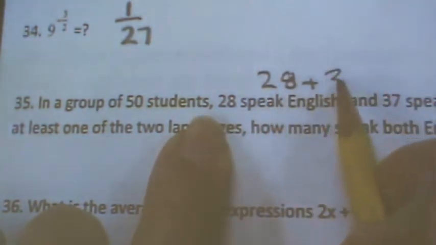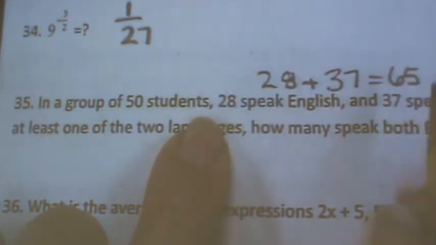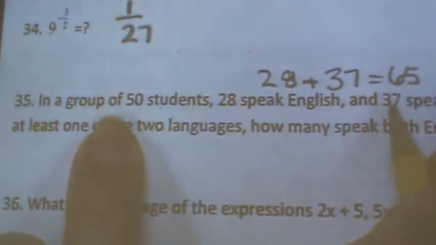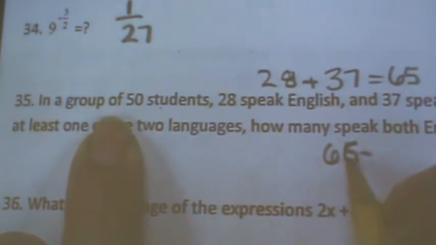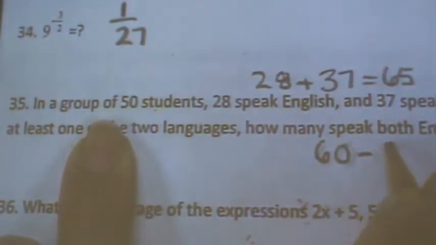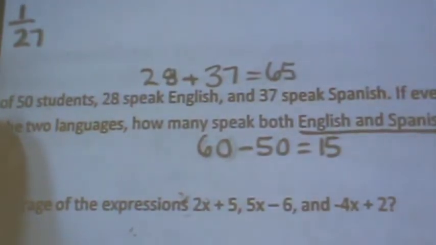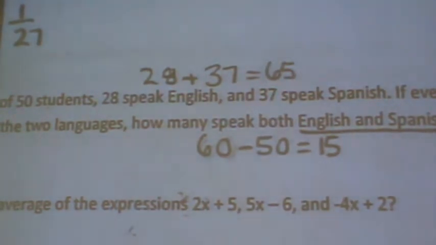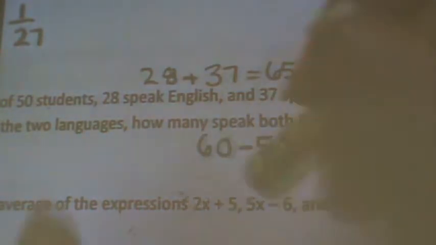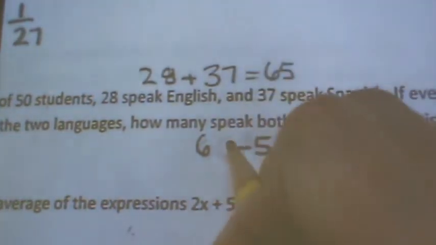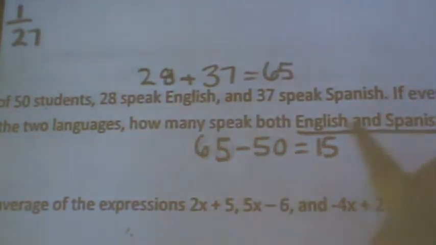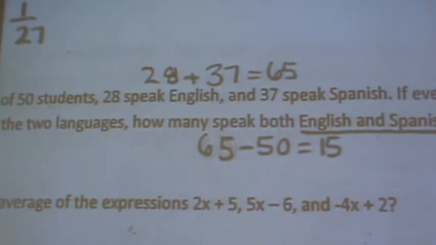plus 37 is 65. Subtract that from the 50, so that would mean 65 minus 50, that would mean 15 students speak both English and Spanish. There's an overlap. That's the overlap. 15 speak both languages. Is it 65 now? 65, I'm sorry. 65 minus 50, yes. Sorry. 65 minus 50 is 15.